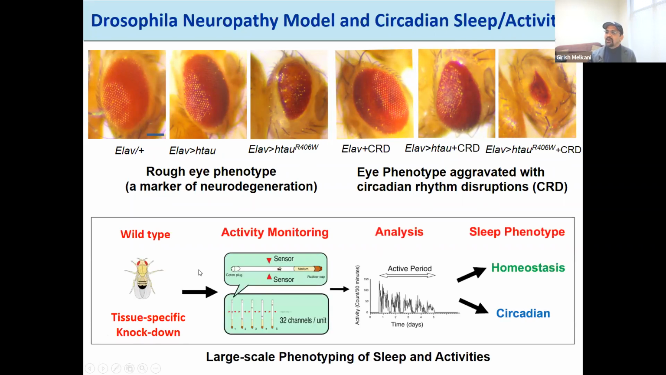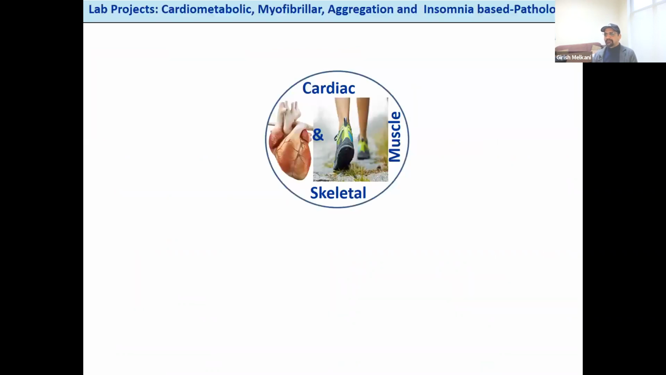The other thing we do a lot is activity monitoring, what we call sleep analysis. Basically it works like a security camera in your home. You put the flies in a little vial, and an infrared beam senses whenever they move around the tube, so we can detect how active they are during the daytime and how many hours or minutes they are sleeping. So we can look at sleep and activity. These are the very basic ideas, from cardiac and muscle, all the way to neurodegeneration and circadian activity, that my lab does.